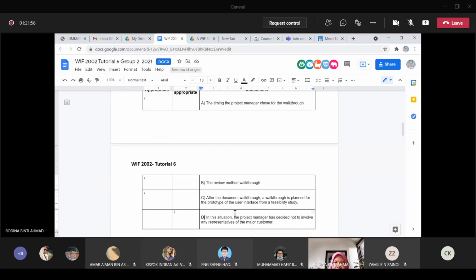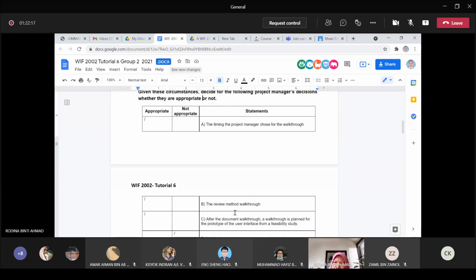Okay, thank you, Aiman. Okay, how about C? After the document walkthrough, a walkthrough is planned for the prototype of the user interface from the feasibility study. So they plan, after they do the walkthrough and review the document, to also plan for the prototype of the user interface. Do you think it's appropriate? Yeah, your friend said yes. Why? Anyone want to give the reason?